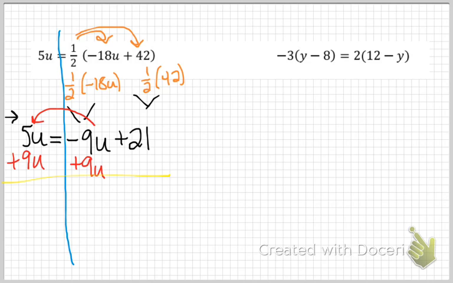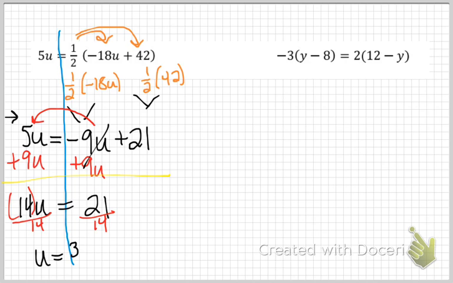Next thing we're going to do is this gets cancelled, equals 5 plus 9 is 14. Don't forget the u. This got cancelled out, so we bring down the 21. Next thing we do is, here is a variable. We need to get rid of the 14. 14 is multiplying, so to get rid of it, we need to divide. So fraction bar, divide. When we divide, we get that u is 3 over 2, or if you're using your cell phone, you might get 1.5, and that is correct. Okay.